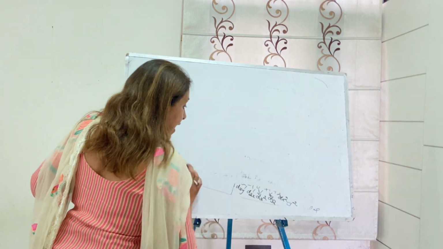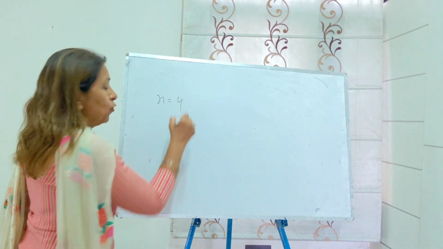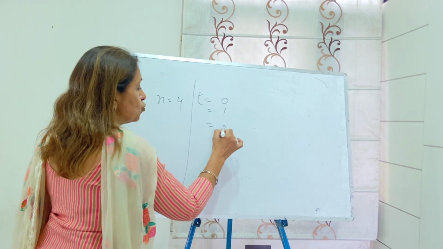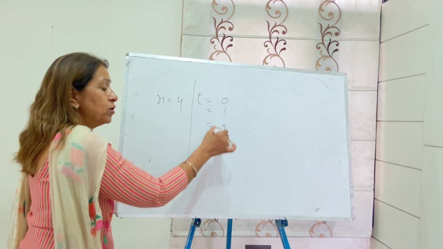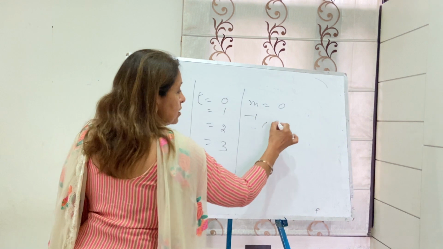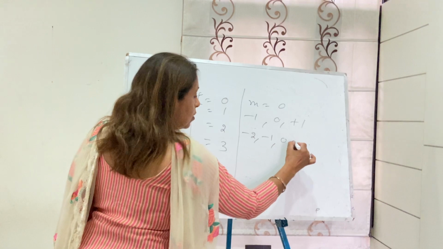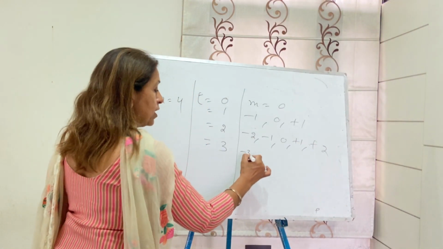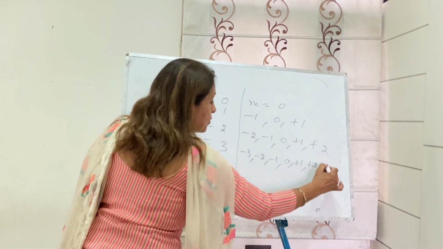Now I am taking n equal to 4. I write down, when n is equal to 4, then what is your l? Your l is 0, 1, 2 as well as 3. Four means four subshells. When l is 0, your m is 0. Then minus 1, 0, plus 1, then minus 2, minus 1, 0, plus 1 and plus 2. But when it is 3, minus 3, minus 2, minus 1, 0, plus 1, plus 2, plus 3, seven values.